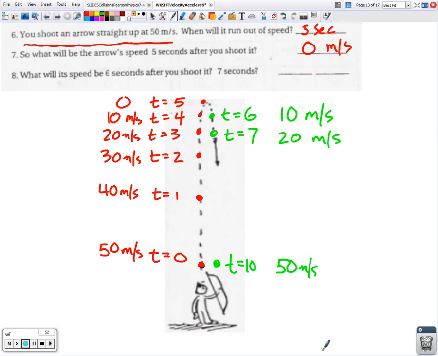It depends on what we're asking for. This question here is only asking you about what? Speed instead of velocity. If it was asking about velocity, these would be minus 10, minus 20, and minus 50. That's going to be important in just a second. First, we should answer: what will the speed be 6 seconds after we shot it? 10 meters per second. And then 7 seconds after we shot it? 20 meters per second. Good with that so far?